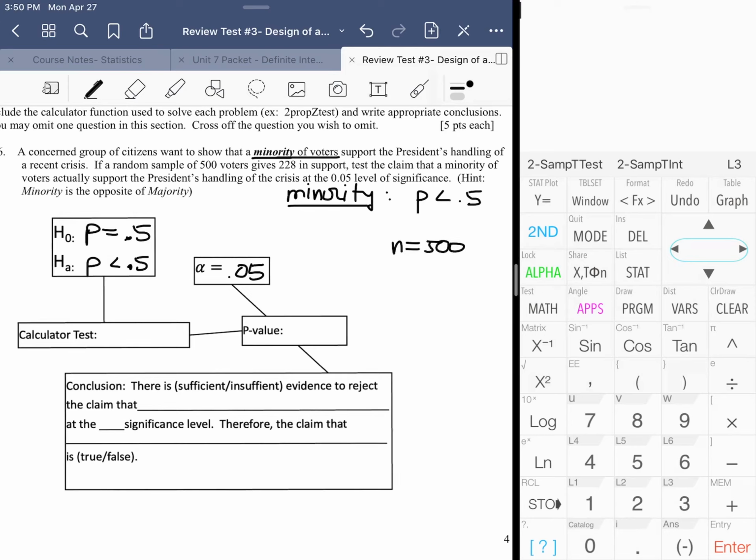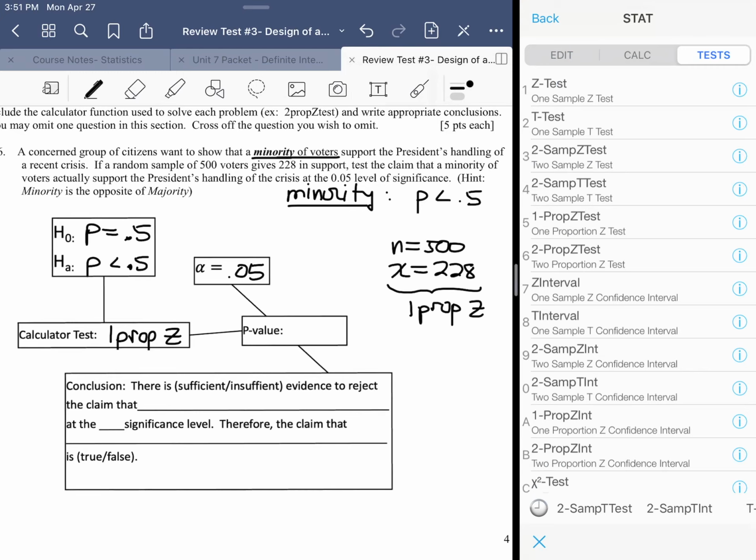All right, so the calculator test here. Well, they gave us an n value of 500, and they gave us an x value of 228. Those are counts out of a total number of trials. So this gives us a p hat, not that we really need to know that in order to conduct it on the calculator, but this is going to support a one prop z-test. All right, so one prop z.